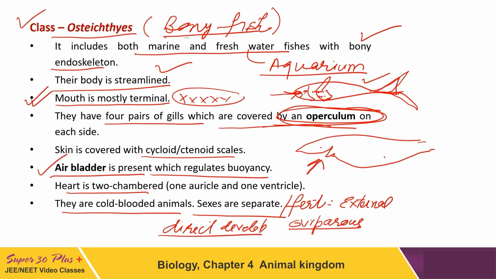The question came that bony fish have an air bladder, and that's why they cannot sink in water. They do not have to swim constantly. This is the right statement. Heart is 2-chambered. They are cold-blooded animals. Sexes are separate. Development is direct. Fertilization is external.